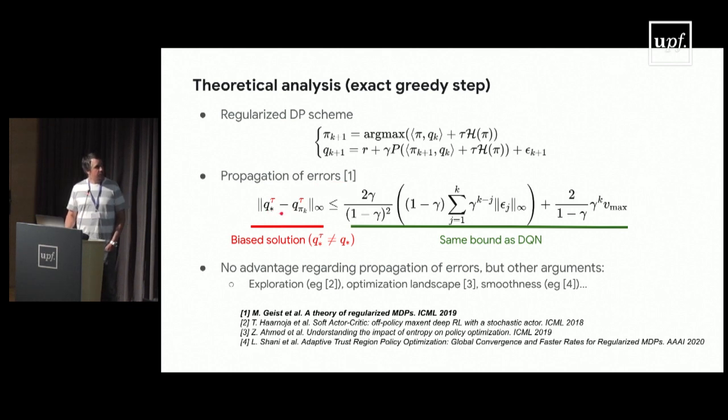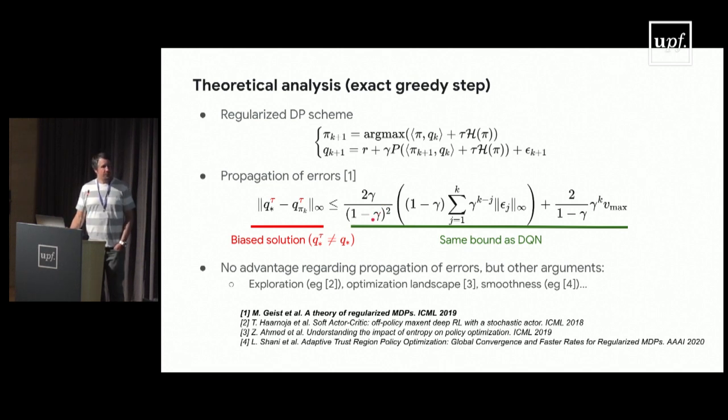So we'll bound the difference between the optimal Q function minus the Q function of the policy computed by the algorithm, but it's Q tau now. And this is a biased solution in the sense that Q tau star is not Q star. As I said before, Q star will be the optimal Q function for the sum of reward. The Q star tau will be the optimal Q function for the sum of reward minus the regularization term of the policy.